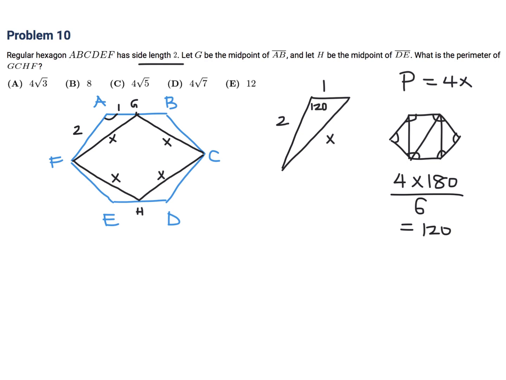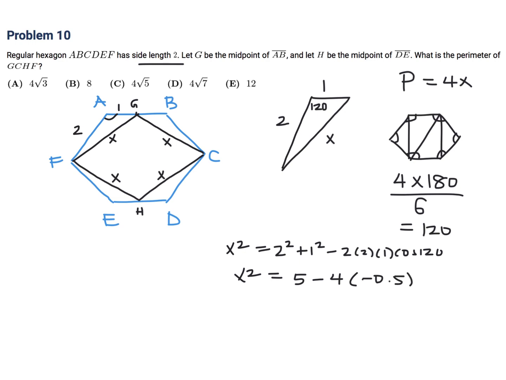And at this point, I think you just use cosine law. So cosine law on this triangle would be x squared is equal to 2 squared plus 1 squared minus 2 times 2 times 1 times cos 120. So x squared would be 5 minus 4 times cos 120. Cos 120 is negative a half. So this is going to be 7. So x is root 7. So therefore the perimeter is 4 times root 7. And that would mean the answer is D.